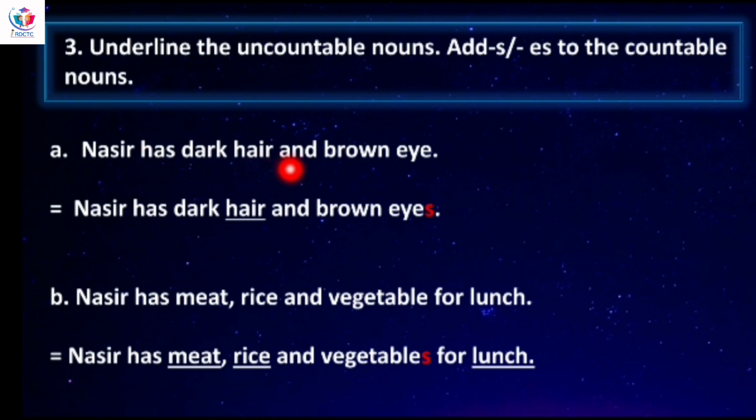Nasir has dark hair and brown eyes. We cannot count hair, right? But we can count eyes. Next is, Nasir has meat, rice and vegetable for lunch. We cannot count meat, rice and lunch, but we can count vegetable. So the answer is, Nasir has meat, rice and vegetables for lunch.